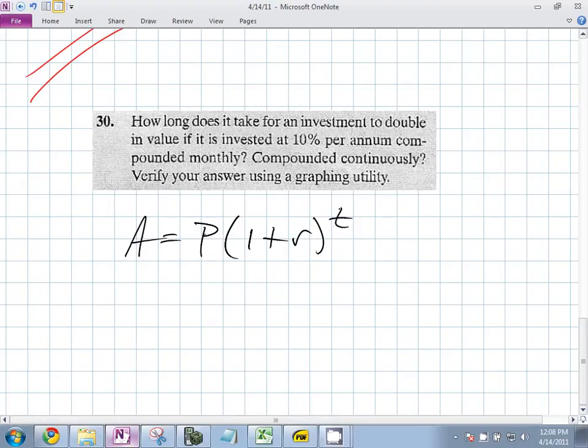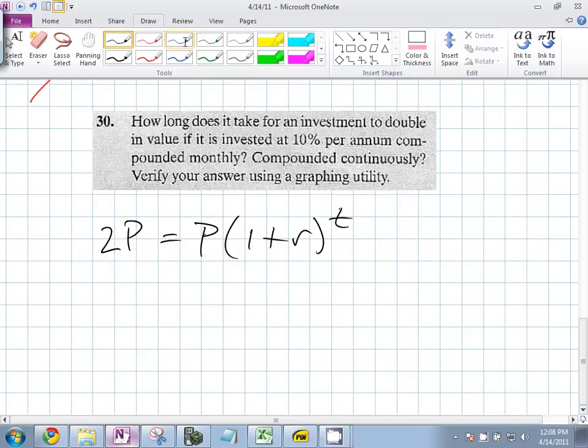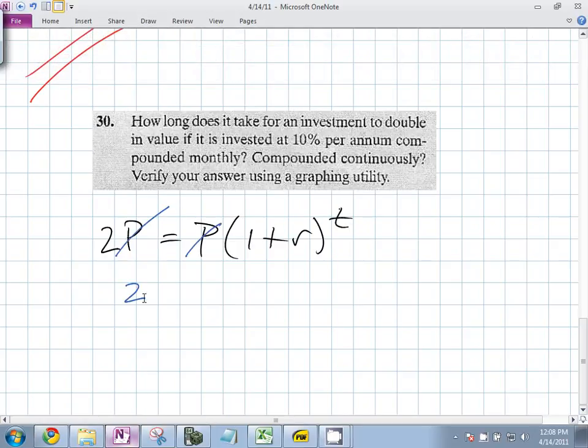So what are we doing? We're doubling it. The amount we end up with is A or P? Which one is it? So if we want to double the amount we start with, what's the amount we start with? P. So if we want to double the amount we start with, it becomes 2P. So what can we cancel? 2 equals 1 plus R to the T. What's the interest rate? 2 equals 1.1 to the T. Right? So what do we have to solve for?